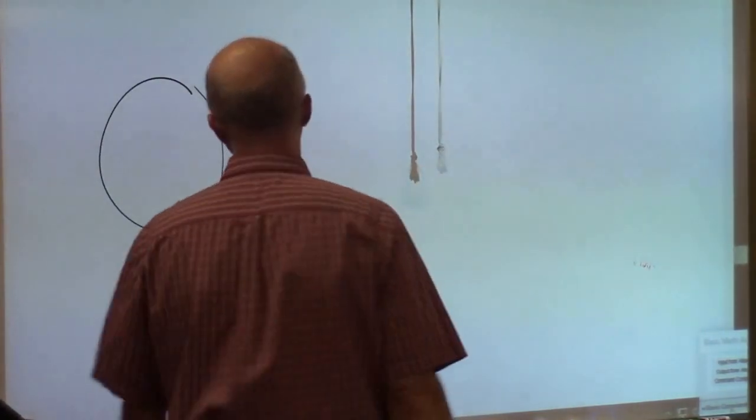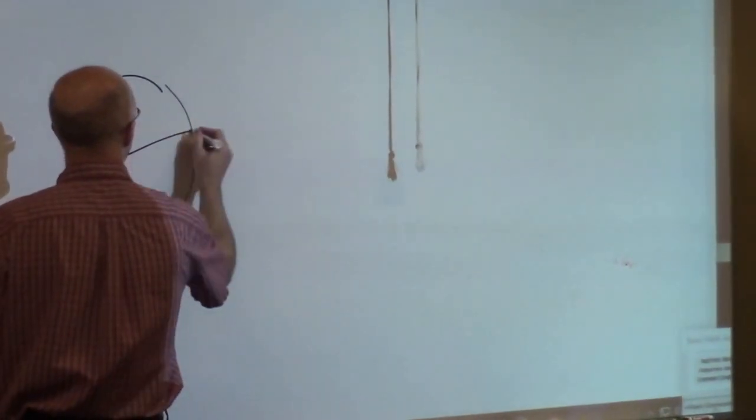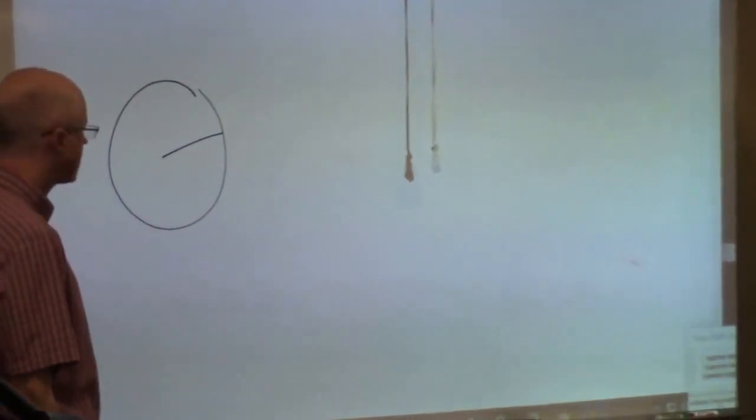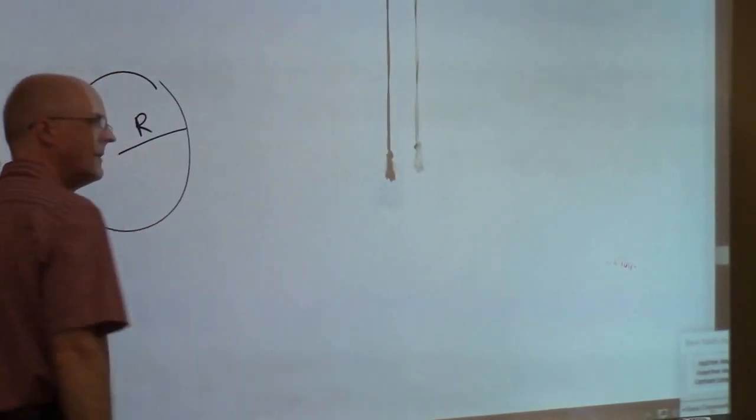Got it on its side. You're looking at it straight on. It's got a certain radius. Call the radius here capital R. And it's got radial symmetry to its density.